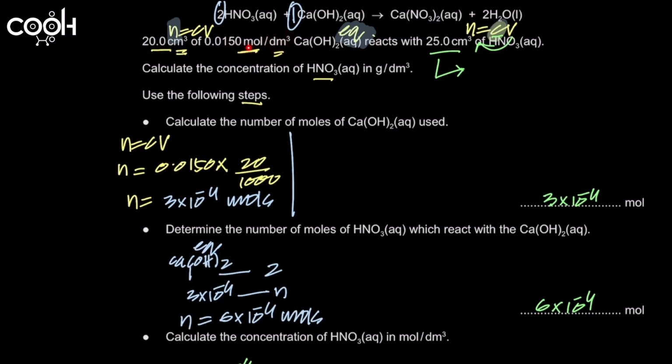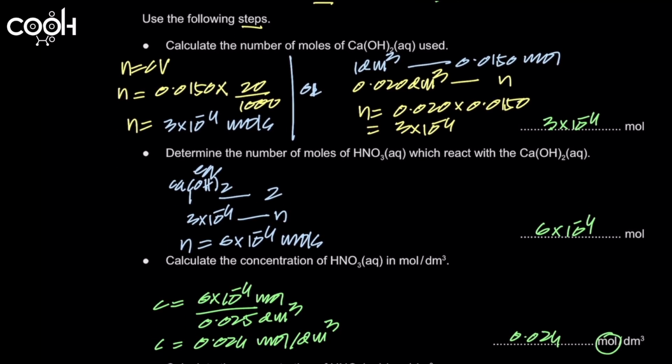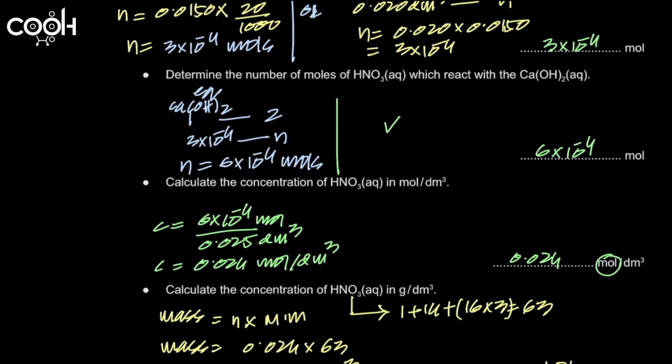So we say in 1 liter, you have these many moles. So if in 1 decimeter cube you have 0.0150 moles, then in 0.020 decimeter cube, how many moles are you going to have? X or N, right? How did I find out 0.020? I just divided 20 over 1,000, right? So you still have to write the equation. N is equal to 0.020 into 0.0150, and that's going to give me 3 into 10 raised to the power minus 4. Similarly, you could do all the same things here as well. So this is same for both.